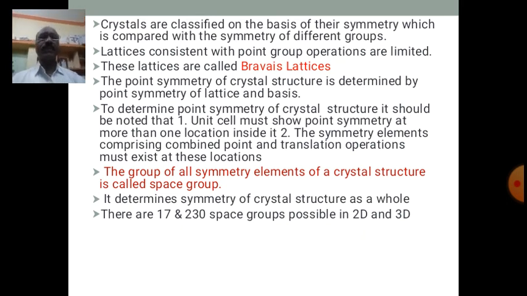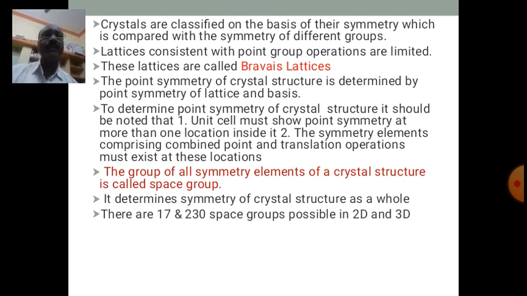Lattices which are consistent with point group operations are limited. There is a limited number of lattices which are consistent with the point group operations. These lattices are called Bravais lattices. This is an important term in crystallography. A Bravais lattice is one which is consistent with one of the point group operations.